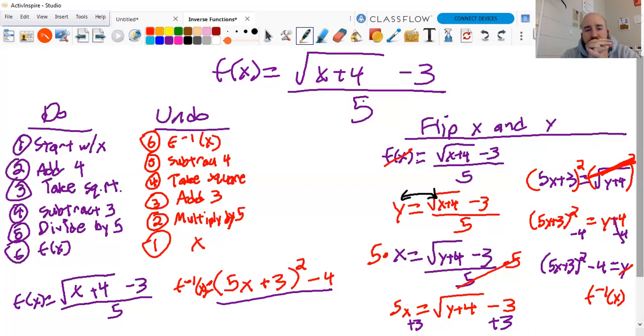So there's the 3 examples. I got it in under my time limit. No, I rushed it a little bit. You can slow it down. Go back and watch it again if you need to. But that's using squares and square roots in inverse functions.